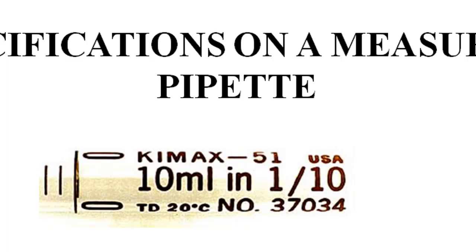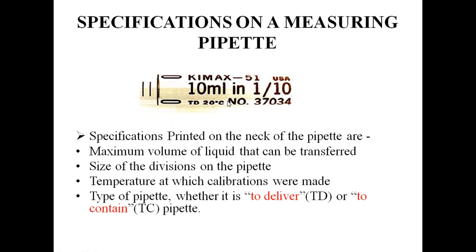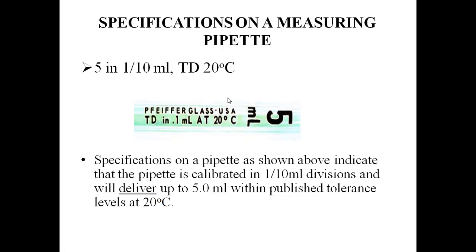This is a 1 by 10 pipette. The temperature at which calibrations were made is mentioned over here, which is 20 degrees, and the type of pipette, whether it is to deliver or to contain, is also written over here. It is TD, meaning it can deliver exactly 10 ml of volume at 20 degrees Celsius.